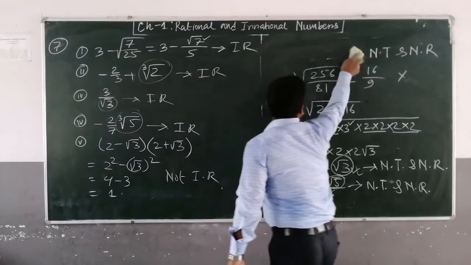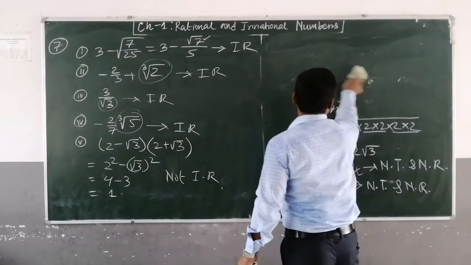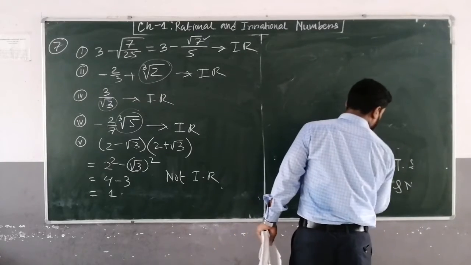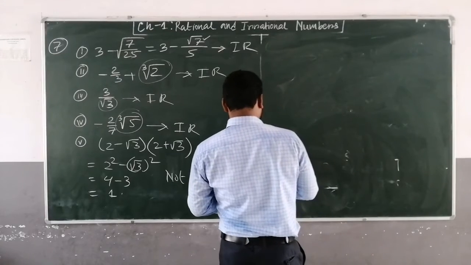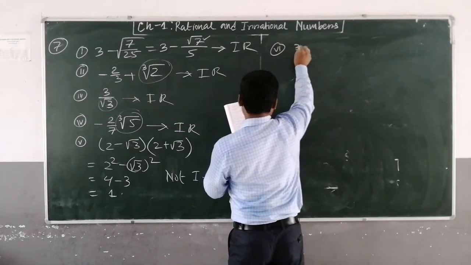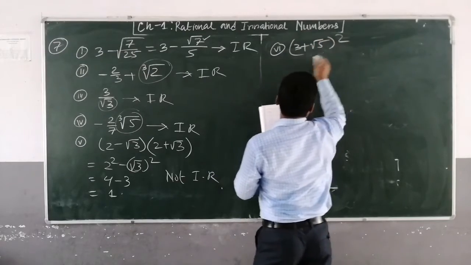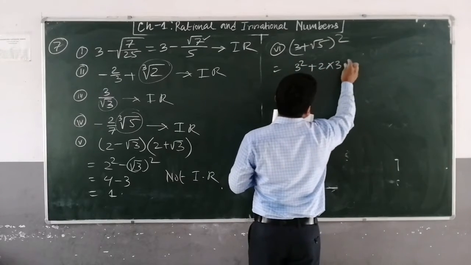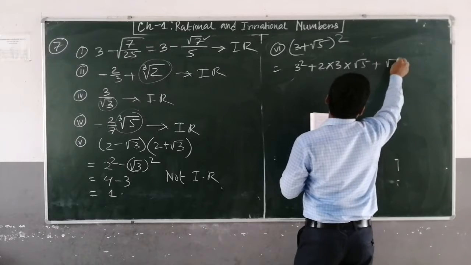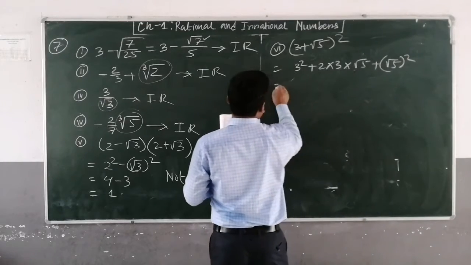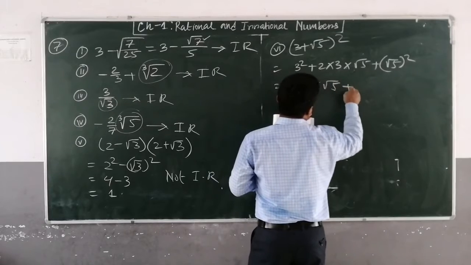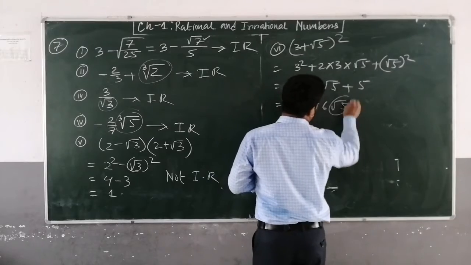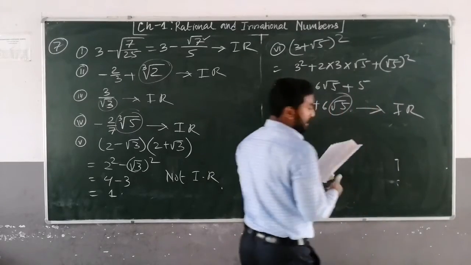Sixth part. Okay, sixth part, it is told that 3 plus under root 5 whole square. So A plus B whole square formula you have to apply here. So this is 3 square plus 2 into 3 into under root 5 plus under root 5 square. 9 plus 6 root 5 plus 5. So this is 14 plus 6 root 5. This is irrational, means the whole part is irrational. Okay.